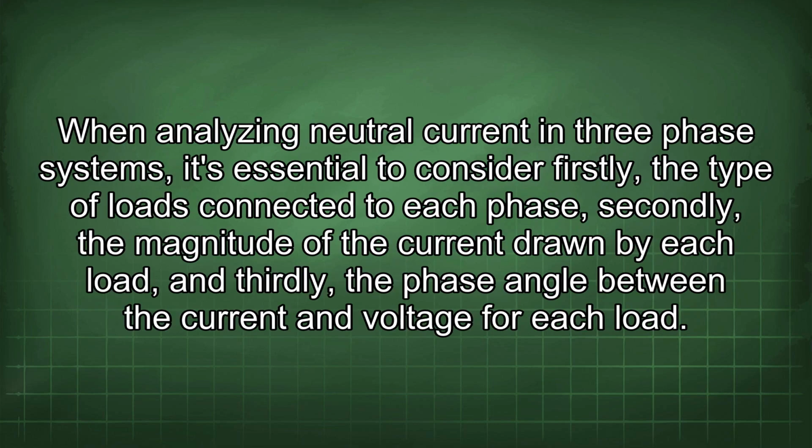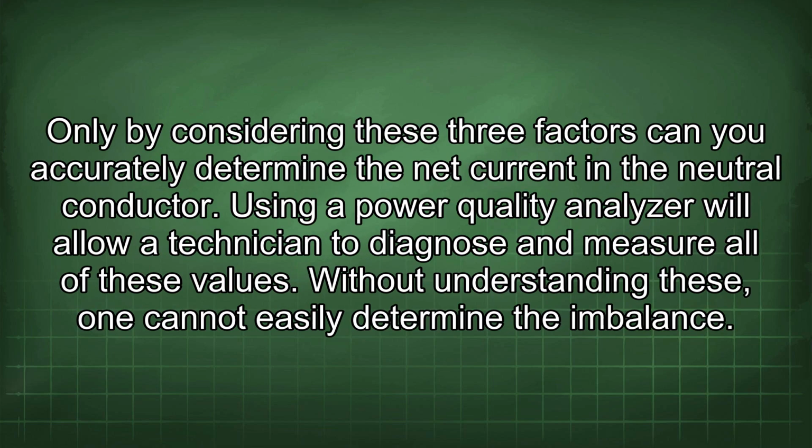When analyzing neutral current in three-phase systems, it's essential to consider firstly the type of loads connected to each phase, secondly the magnitude of the current drawn by each load, and thirdly the phase angle between the current and voltage for each load. Only by considering these three factors can you accurately determine the net current in the neutral conductor. Using a power quality analyzer will allow a technician to diagnose and measure all of these values. Without understanding these, one cannot easily determine the imbalance.